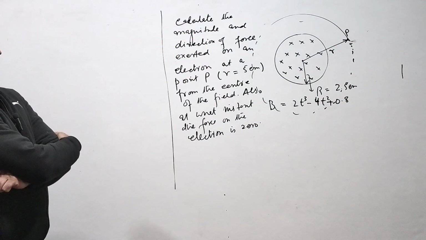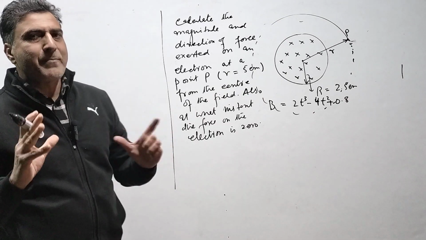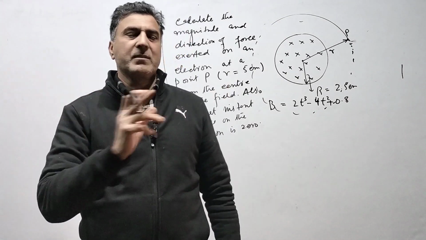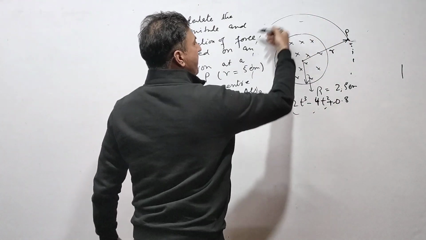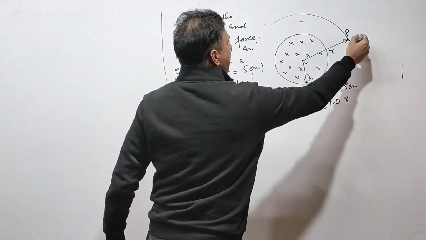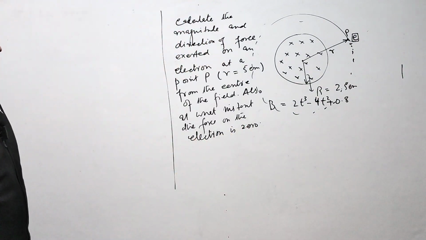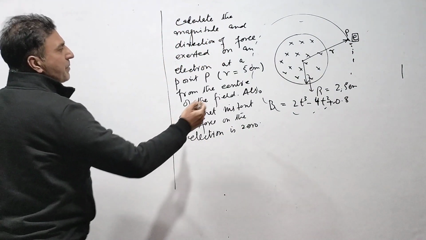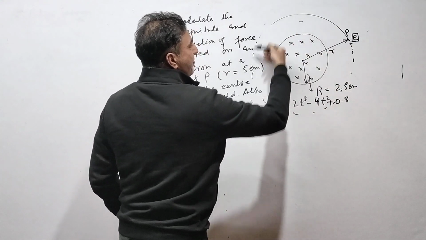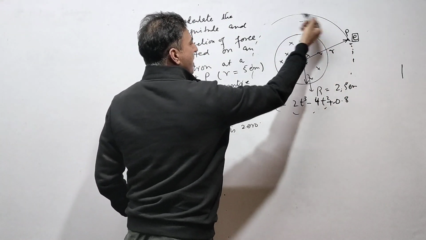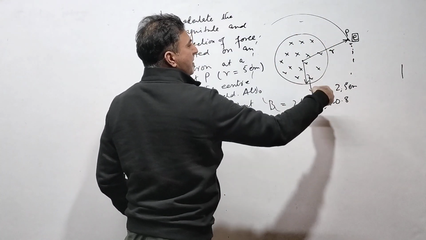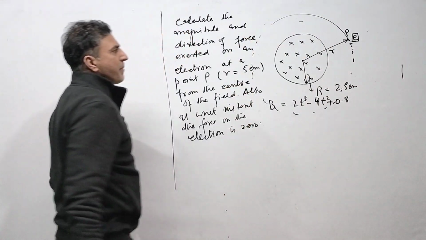So, the basic concept is that the changing magnetic field produces an electric field in circles. In this circle, the electric field will be produced. And at point P, there is an electron. We have to find the force on this electron. First, let me find the electric field. So, how to find the electric field around this changing magnetic field?